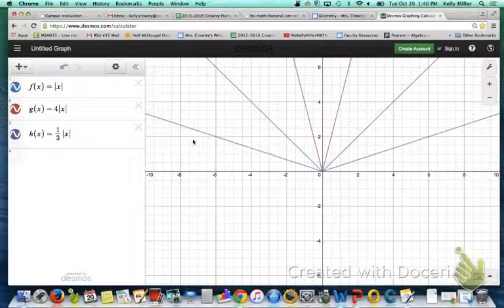So what's our theory? If we have y is equal to some number a times f of x, what does that number a need to be for it to be a stretch? Greater than 0? Not necessarily, because 1 is greater than 0, but if it was 1, it'd be the same thing. So it has to be greater than 1. When your a is greater than 1, it's going to be a vertical stretch.